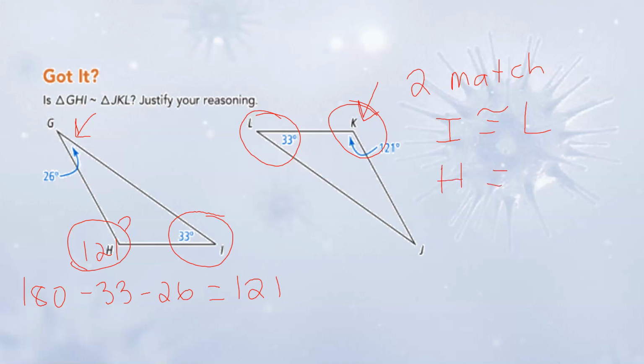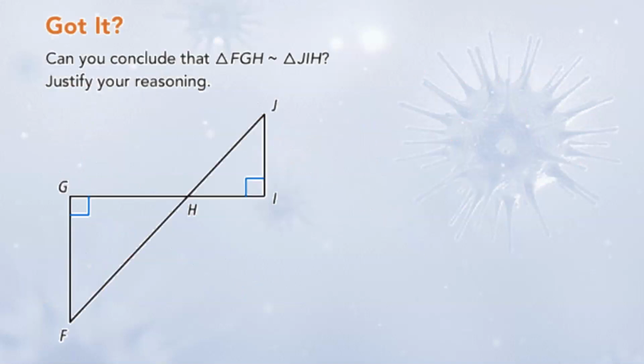So H is congruent to K. I've got two matching sets, which means that, yes, this is a true statement. The two triangles are similar. We're going to do that same thing with this right here, but it doesn't give us any angle measurements. Although I can see angle G and angle I are a match because they're both indicated as 90-degree angles. So I've got a match right here between angle I and angle G.